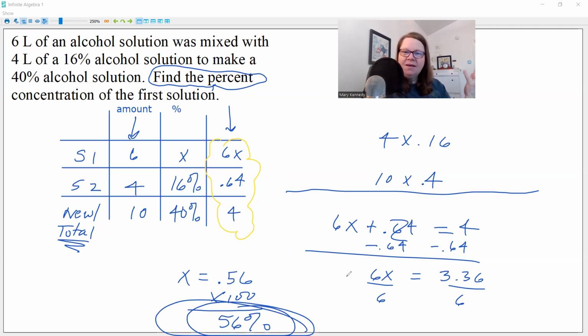Now go back, think, does that answer make sense? Yeah, we knew it shouldn't be too low, right? If it starts at 56%, we add 4 liters of 16% solution, that's going to lower the percentage overall somewhat. So it lowers it to 40%. So that makes sense. All right, 56%.